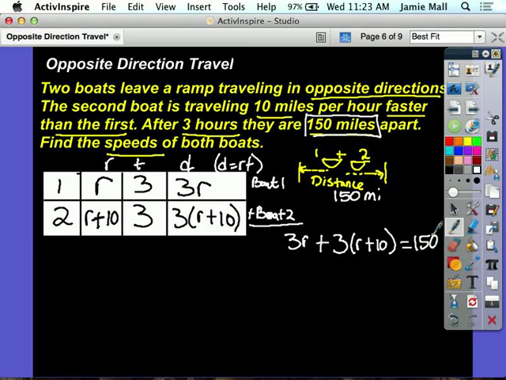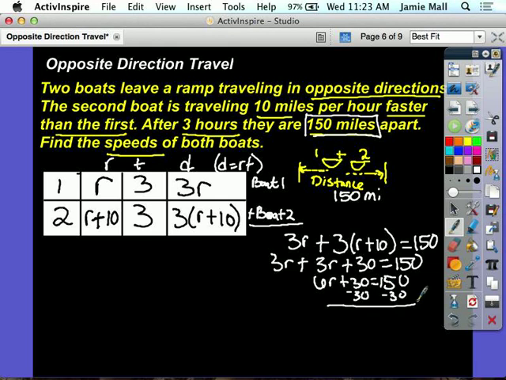We got all of our variables together on the same side. So to solve this, we're just simplifying. 3R plus 3R plus 30 equals 150. That's 6R plus 30 equals 150. Solving, isolating, 6R is equal to 120. When I divide both sides by 6, I am left with R equals 20. And you know immediately what I want to do next. R plus 10 more is equal to 30. That way I have the information in my check.